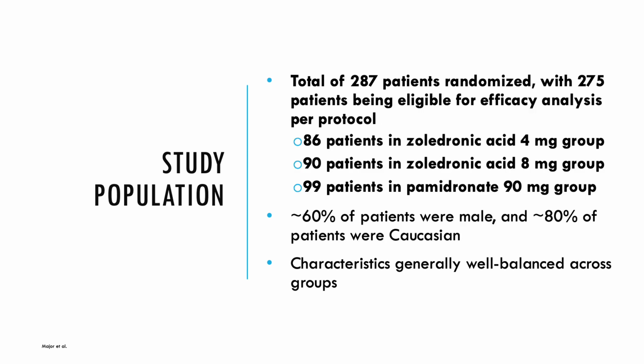For the study population, there was a total of 287 patients that were randomized, and 275 patients ended up being eligible for the efficacy analysis per the protocol. 86 patients were in the zoledronic acid 4 mg group, 90 were in the 8 mg zoledronic acid group, and 99 patients were in the pamidronate 90 mg group. Overall, the characteristics were pretty well balanced across groups.